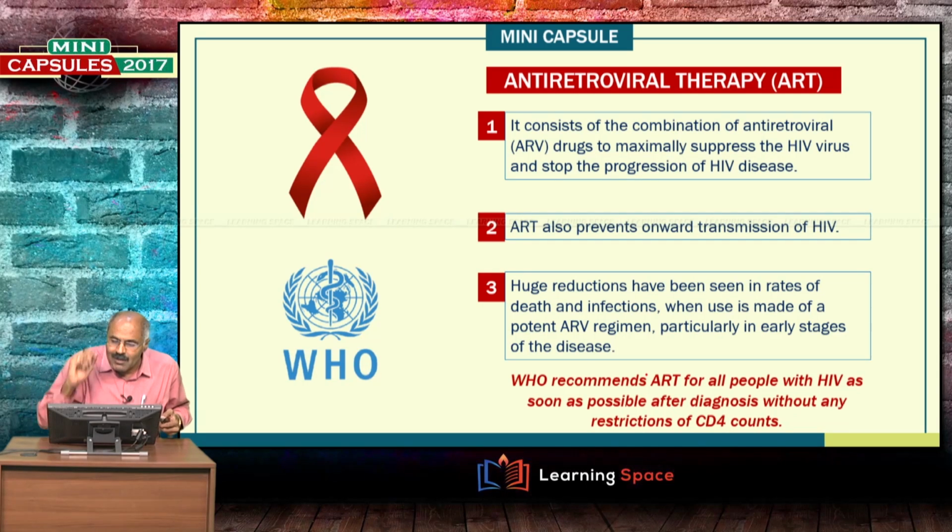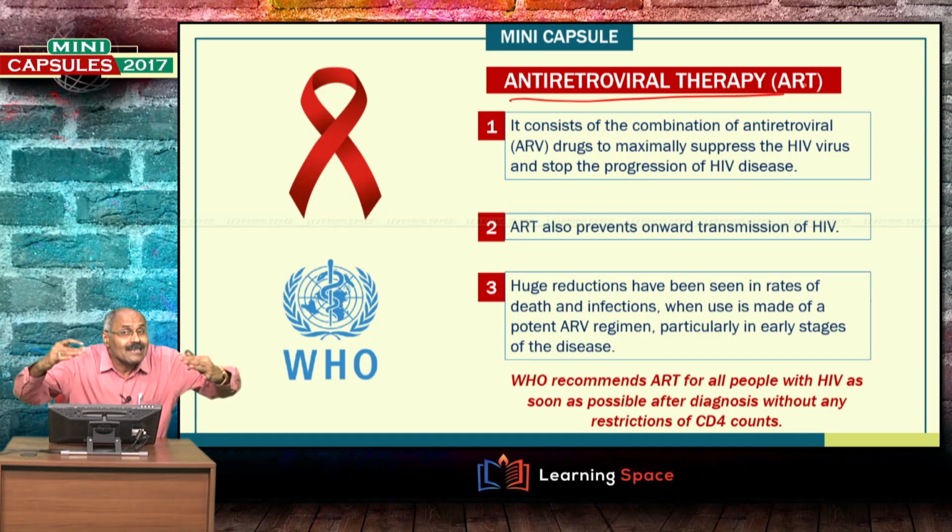Here ART means antiretroviral therapy. Antiretroviral therapy is a combination of antiretroviral drugs, or you can say a combination of drugs. Why are a combination of drugs used? The combination of drugs is used to suppress the HIV virus, and not only that, to stop the progression of HIV disease.